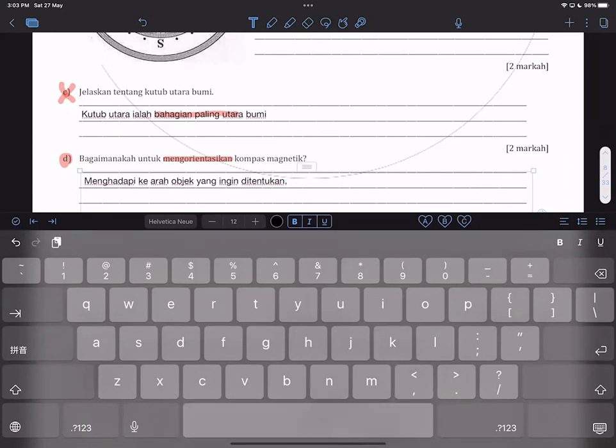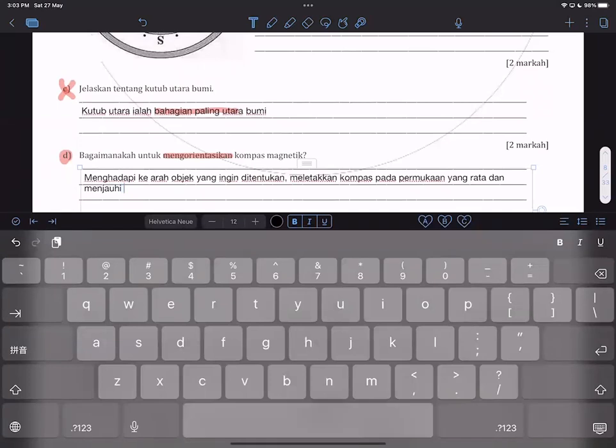So comma, after that, meletakkan kompas pada permukaan yang rata. Okay, so this is not 5 marks, so which means we use dan permukaan rata dan menjauhi sebarang objek logam. Okay, so this is your second mark, and then we have to slowly rotate the jarum compass, aligning to the north direction side on the permukaan compass.